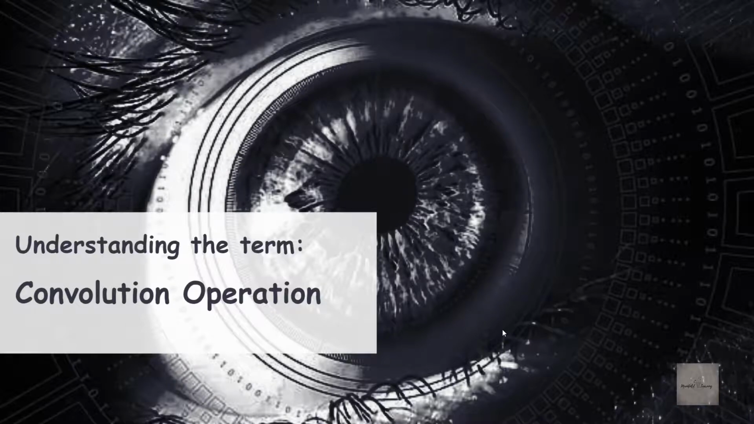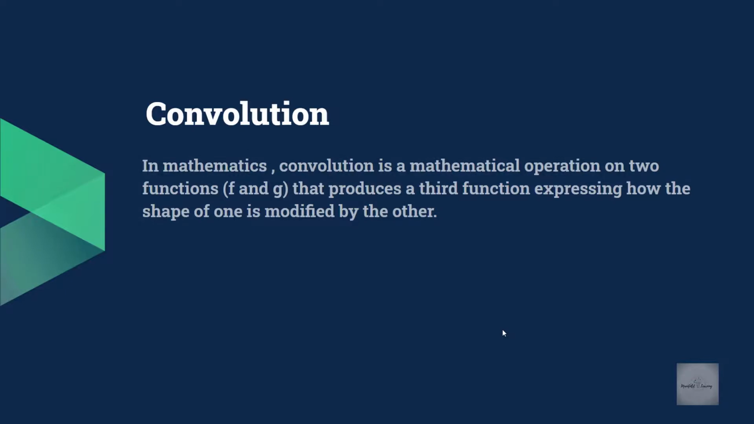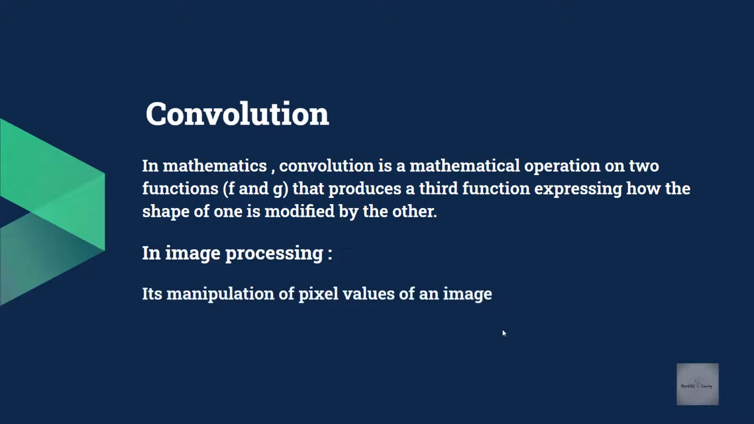So let's start by understanding the term convolution. What actually does convolution mean? In mathematics, convolution is a mathematical operation on two functions, f and g, which produces a third function expressing how the shape of one is modified by the other. In image processing, we can call convolution the manipulation of pixel values of an image.